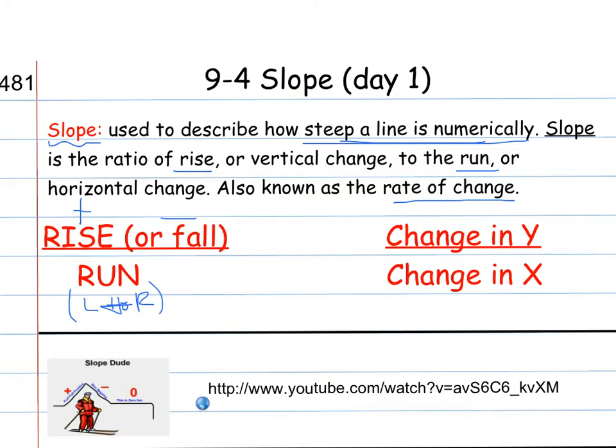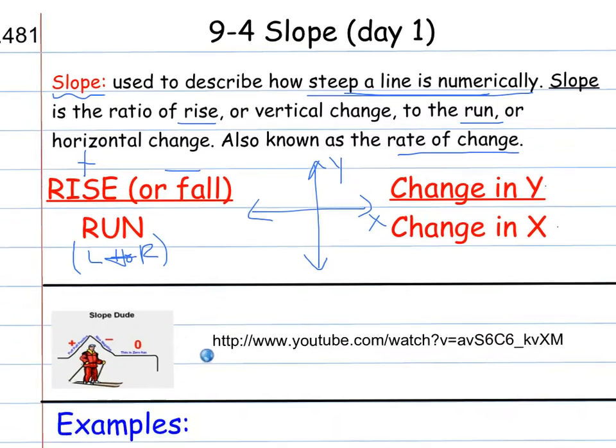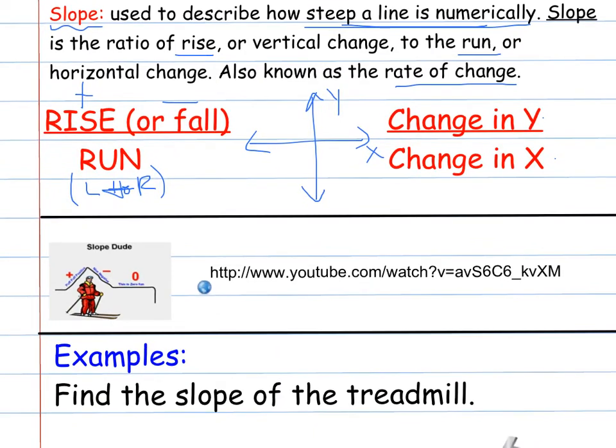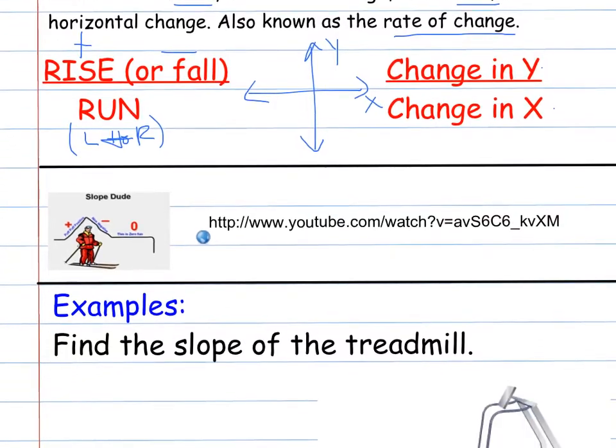We know that on a coordinate plane, our vertical axis, our rise, is our y-axis. Our horizontal axis is our x-axis. So that's why it's rise, change in y, over our run, our change in x. So a couple different ways to remember it. There's also, if you typed in this little URL here, this little video called Slope Dude talking about puffy positives and nice negatives. Okay, so you could check that out if you really want to.